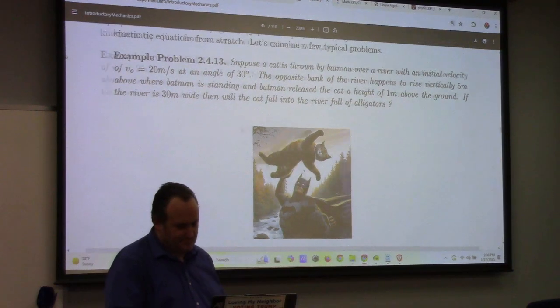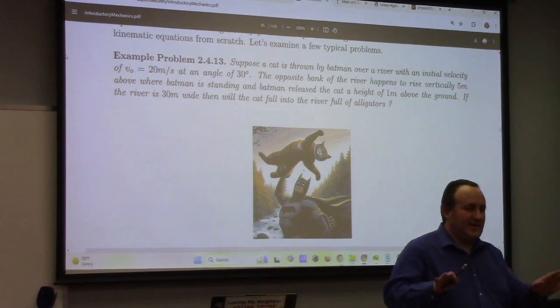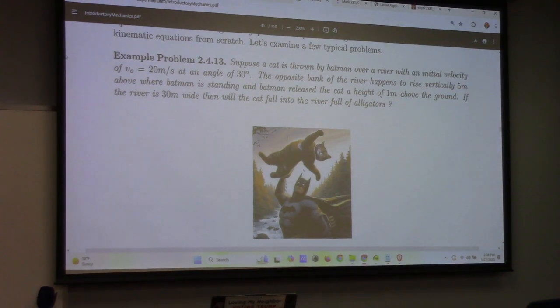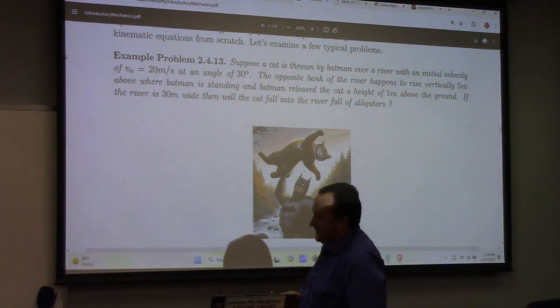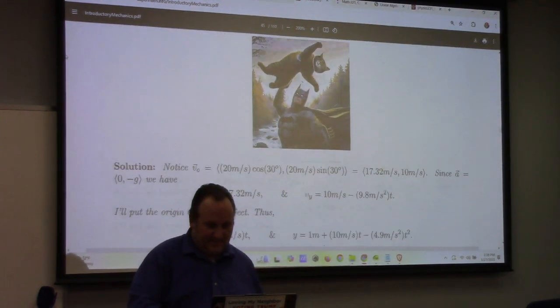So here's one. So one final kinematic example, then we're going to turn to Newton's laws, okay? Suppose a cat is thrown by Batman over a river with an initial velocity of 20 meters per second at an angle of 30 degrees, as pictured. The opposite bank of the river happens to rise vertically 5 meters above where Batman's standing, and Batman releases the cat at a height of 1 meter above the ground. If the river is 30 meters wide, will the cat fall into the river full of alligators? So that's the question. Here's the math.